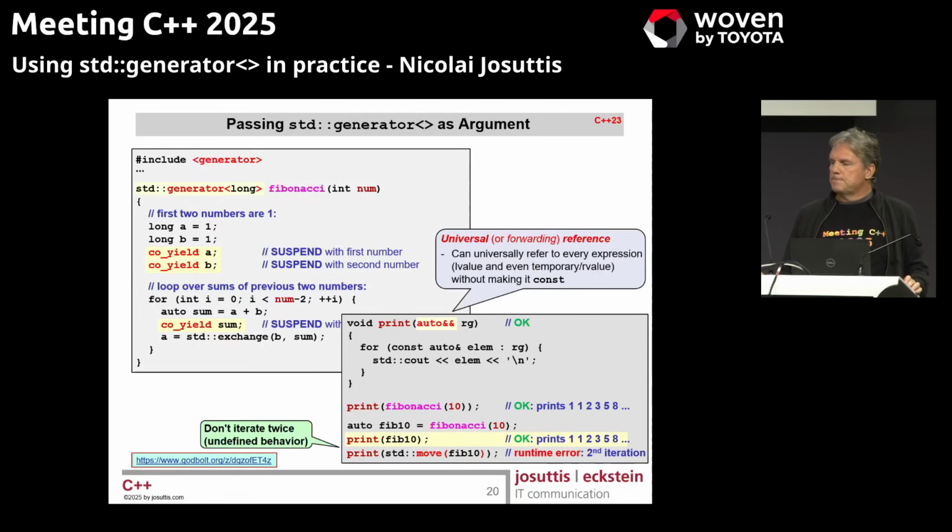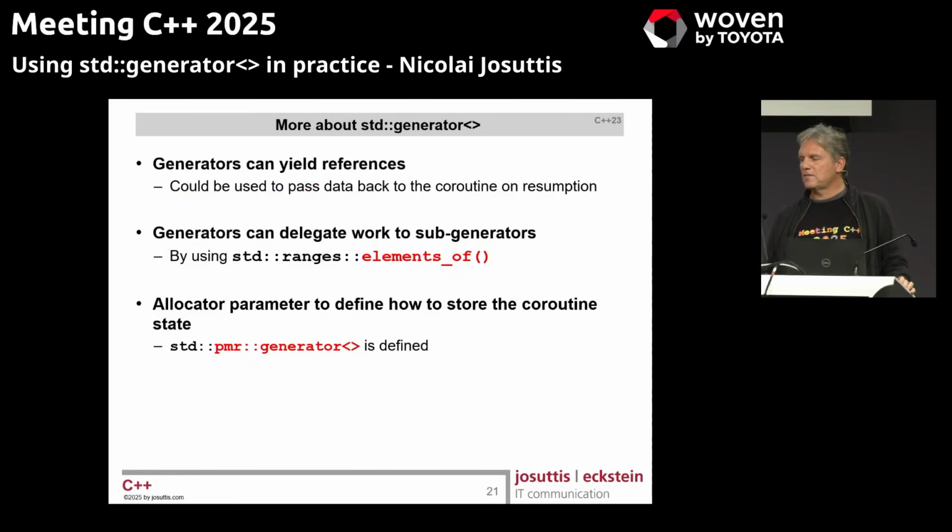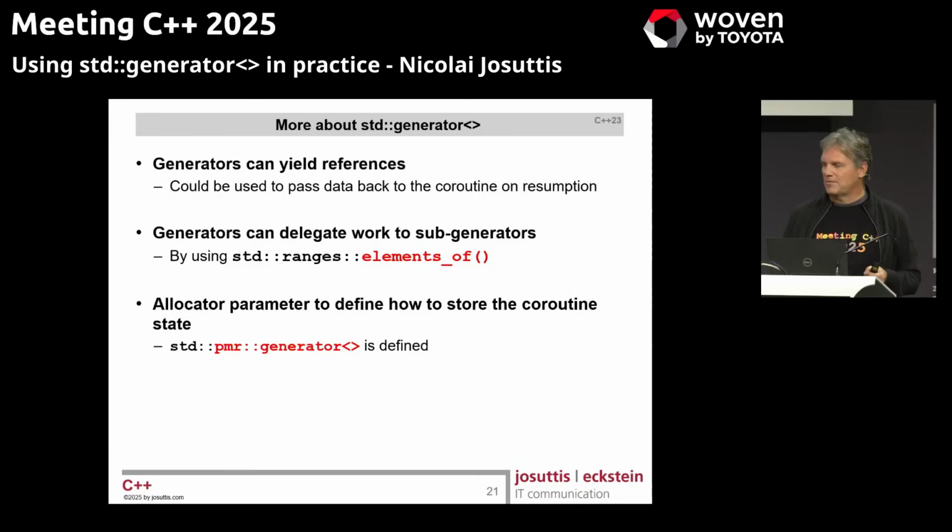Which is usually fine from a performance perspective. But you can change that. You can declare the generated types to be references. And if these references are not const, you can even pass back data to the coroutine on resumption. I'm not sure this is good to do, but I have learned that there's nothing in C++ weird enough where you don't find a useful use case for that.